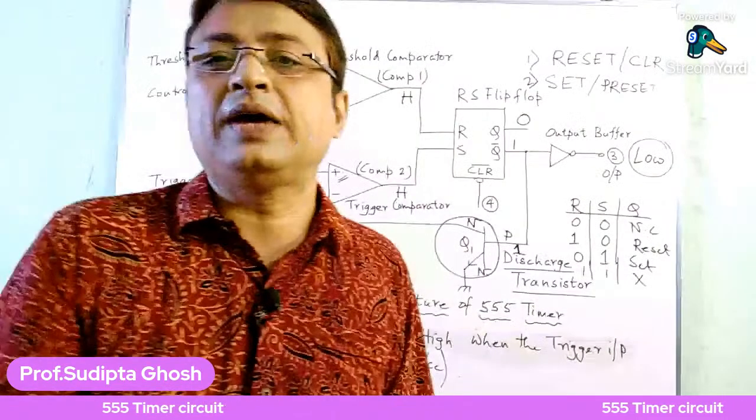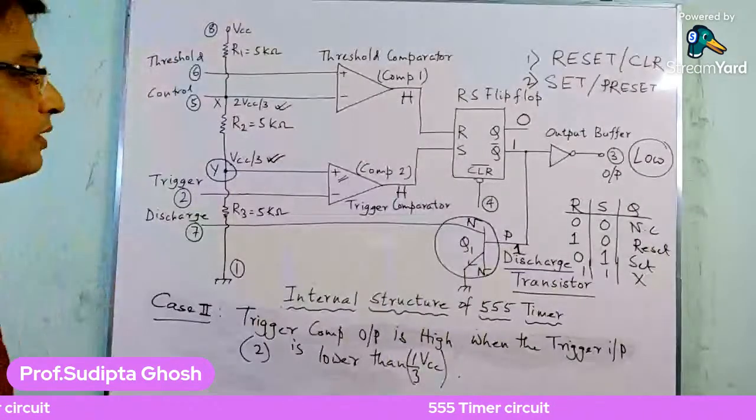Why does this trigger comparator output go high? Is it okay?